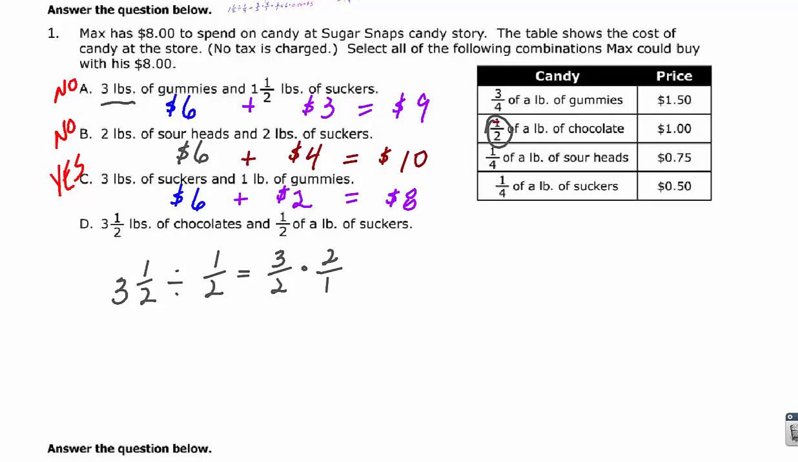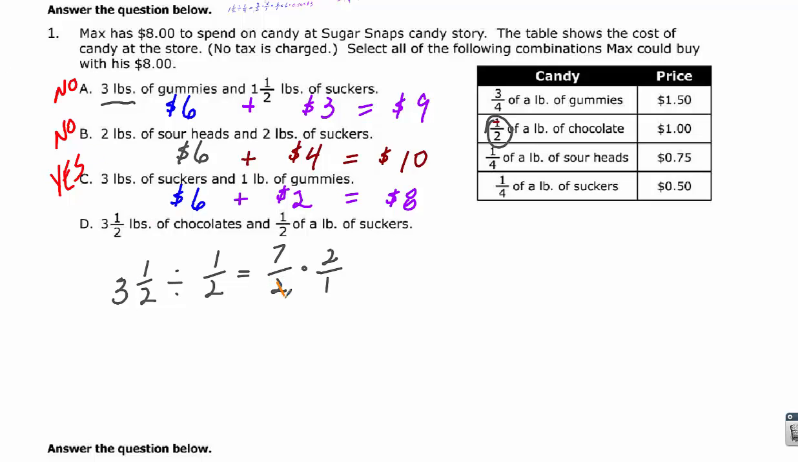I said 3 halves. That was my mistake. 7 halves. You probably caught that. You probably said, wait a minute, hang on a second. That's not 3 halves. That's 7 halves. You're right. 3 times 2 is 6. 1 makes 7. So 7 halves.